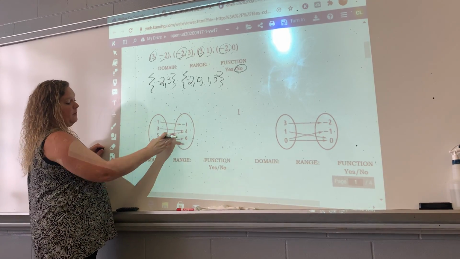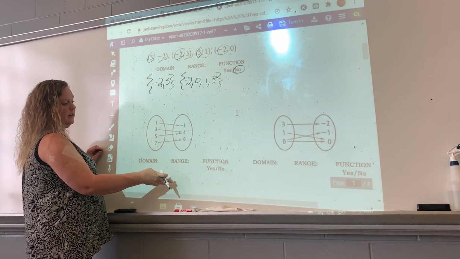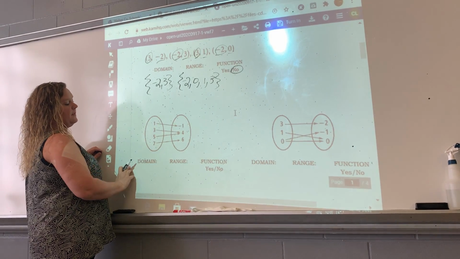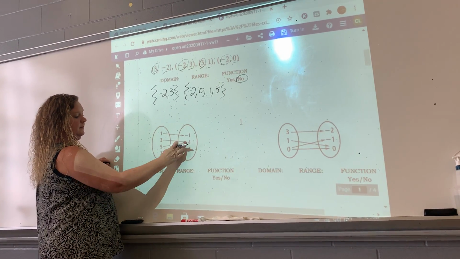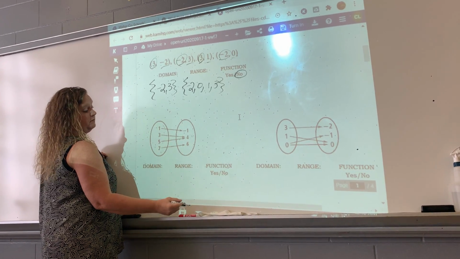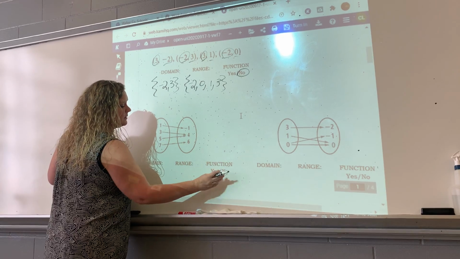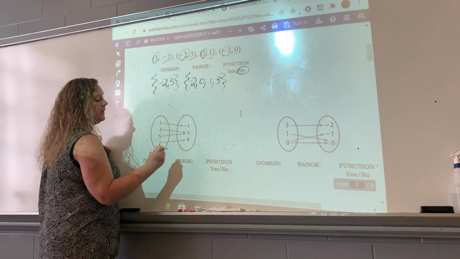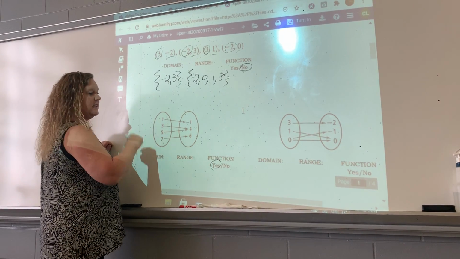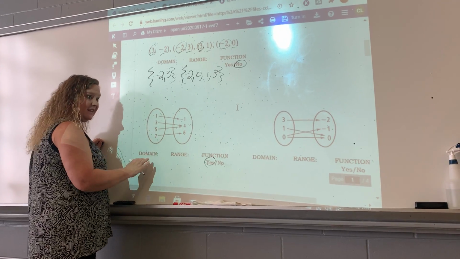They've already written the domain and range, so you don't have to rewrite it here. It's 1, 3, 5, and 7. Did anything repeat? Did any of the X values get used twice? No. So it is a function. X did not repeat, so it is a function.